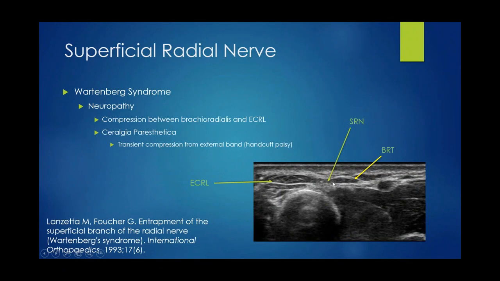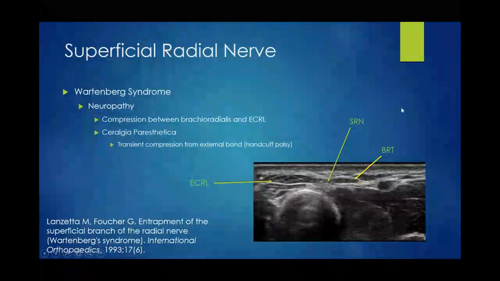This is a potential entrapment site for the nerve and can cause painful neuropathic pain along the dorsum of the thumb and hand. As it becomes more superficial, it's also then prone to compression from external ligatures such as handcuffs or tight wristbands, etc., leading to cheiralgia paresthetica.